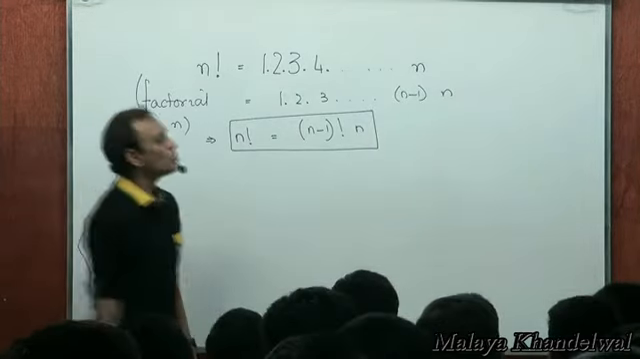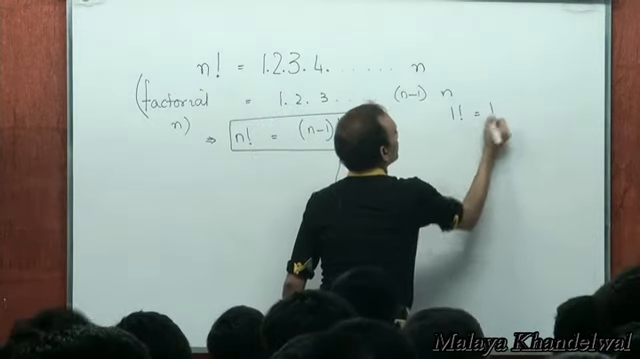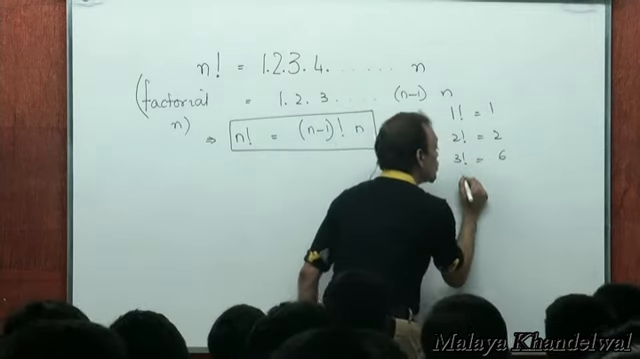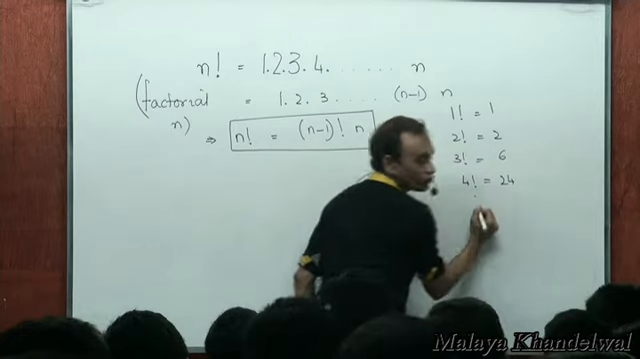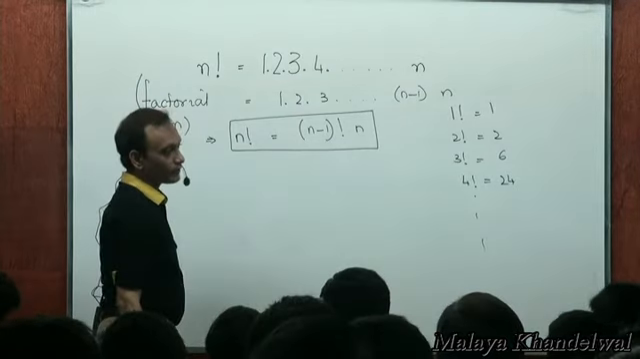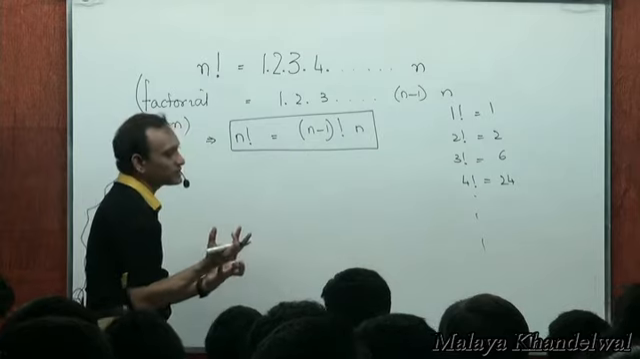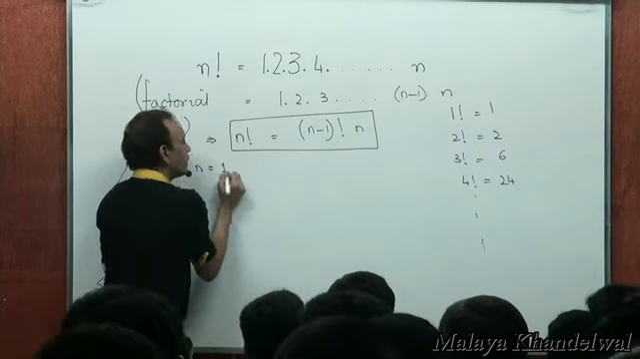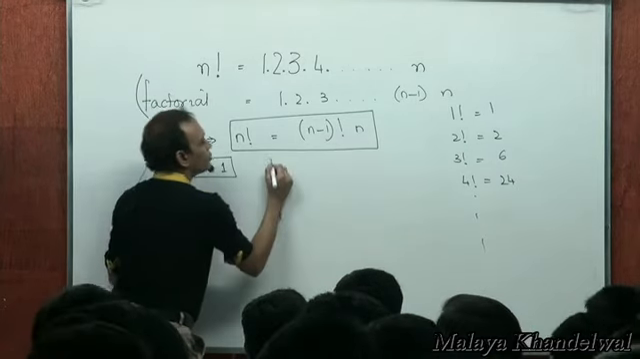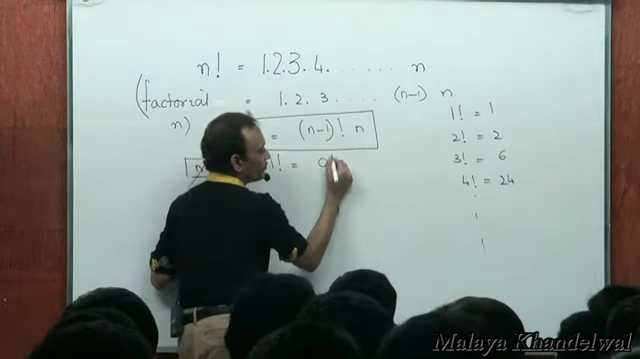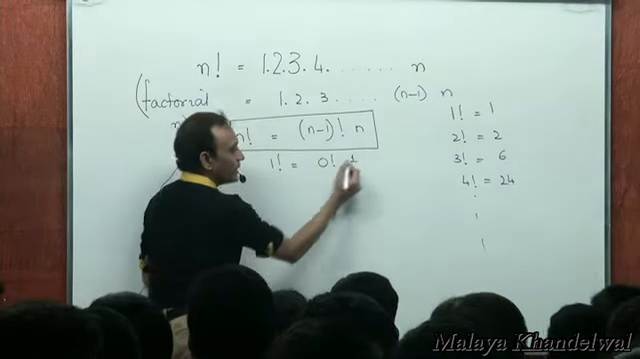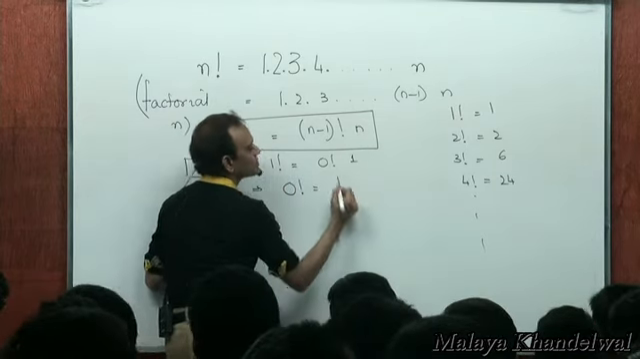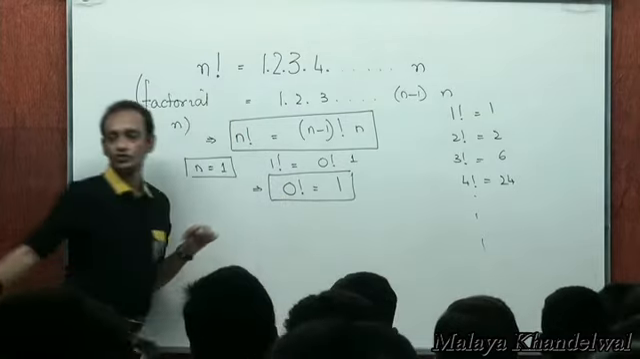As a special case, 1 factorial would be 1, 2 factorial would be 2, 3 factorial would be 1 into 2 into 3, 6, 4 factorial would be 24, and so on and so forth. Give me a moment, I'll explain. Put n equal to 1 on both sides here, you get 1 factorial equal to 0 factorial into 1. So then bring this 1 here, that by definition gives me 0 factorial equal to 1.